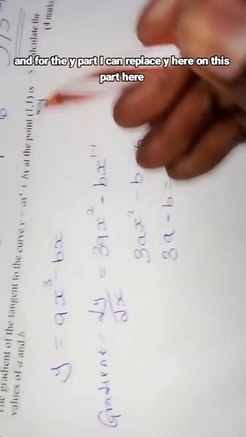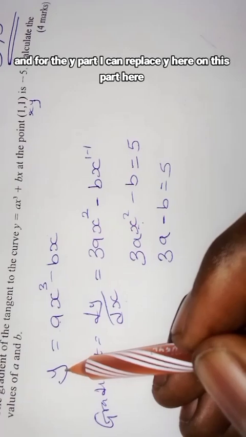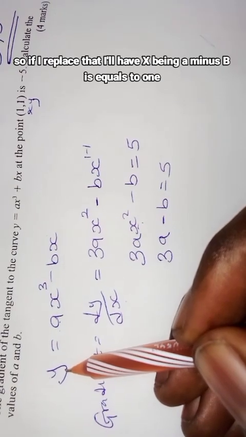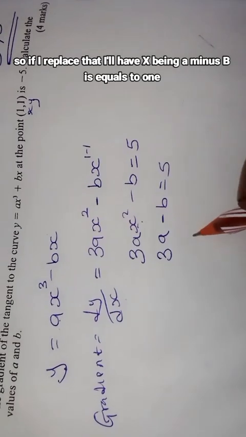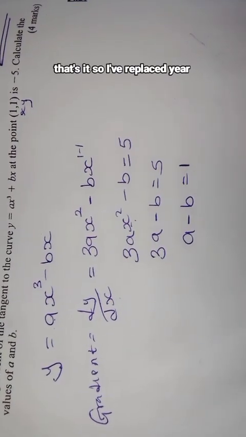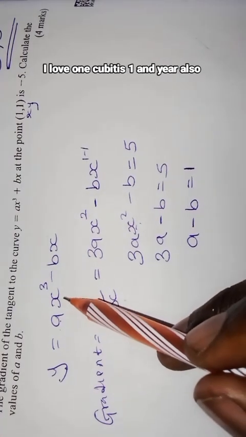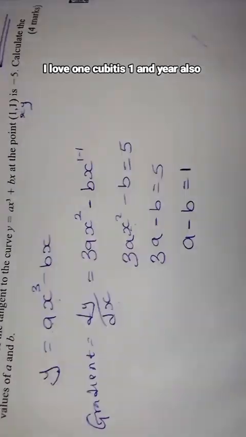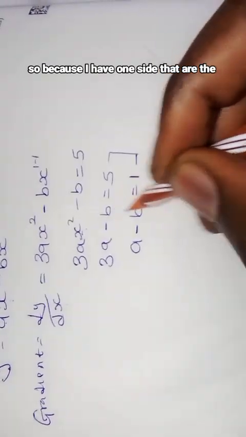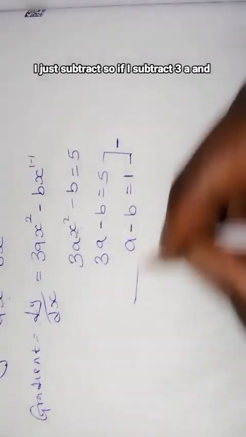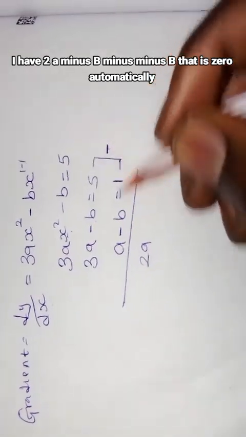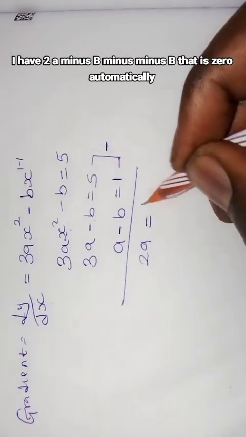And for the y part, I can replace y here on this part. If I replace that, I'll have a minus b is equal to 1. So if I replace x here with 1, I'll have 1 cubed, which is 1, and here also 1. So I have 2 equations that form a simultaneous equation. Because I have one side that is the same, I just subtract. So if I subtract 3a and a, I have 2a, minus b minus b is 0 automatically. Then this side I have 4.